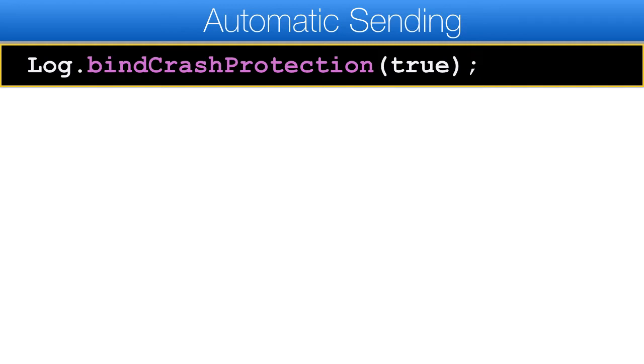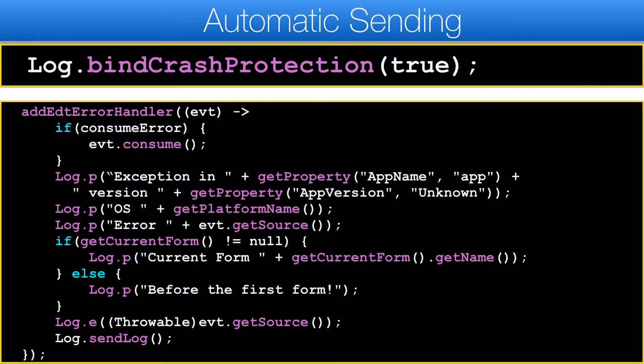Notice that bindCrashProtection doesn't do anything on the simulator to avoid noise when you are trying to debug an app. bindCrashProtection tries to catch all exceptions, but it focuses mostly on the event dispatch thread exceptions. You can also handle those manually.